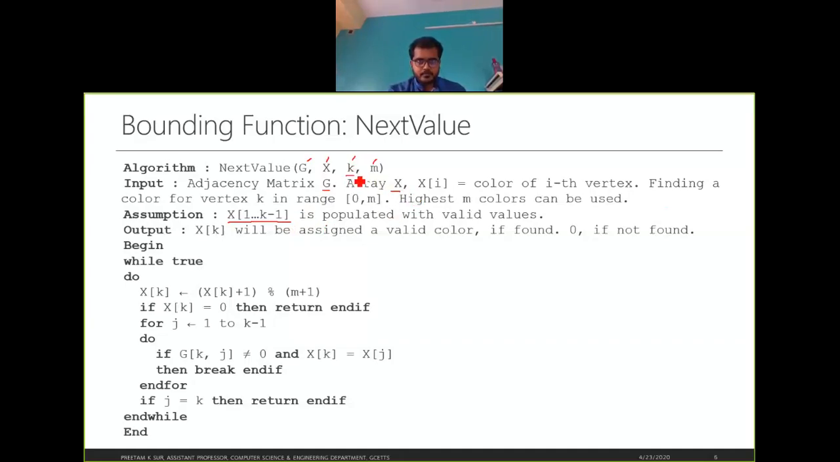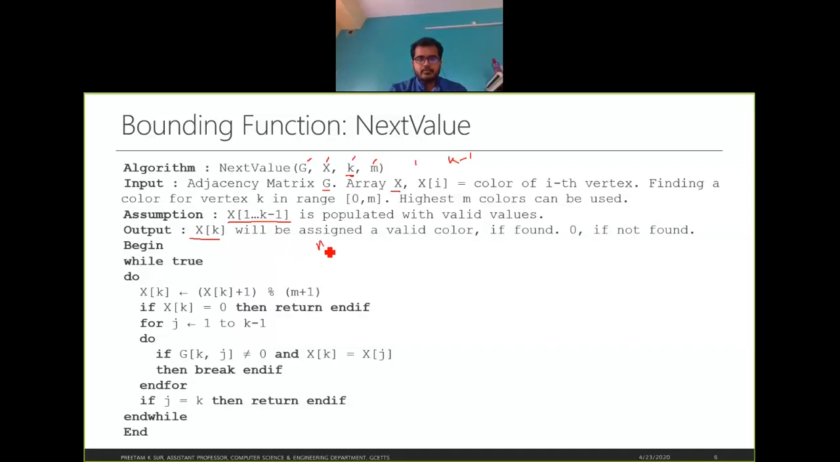Whenever you are passing this k, it assumes that from 1 to k minus 1 is assigned in the solution vector with some valid colors or some valid values. Based on that, the color of the kth vertex will be chosen. So what this next value will do is assign a valid color in the solution vector. So xk will be assigned a valid color if a valid color is available.